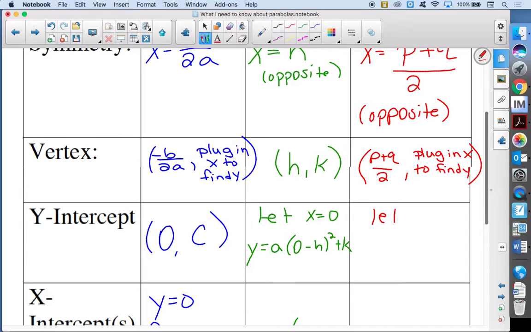The y-intercept, again, we need to let x equal 0. The only time it's actually in the equation is when it's in standard form. So then I would have 0 minus p, 0 minus q. Then we get an answer for y.